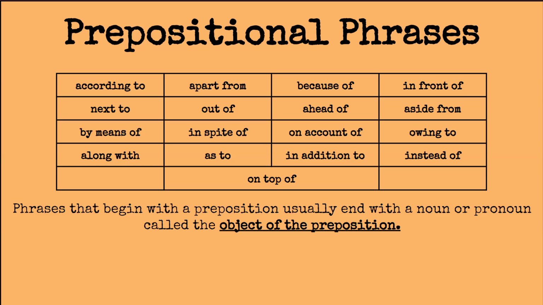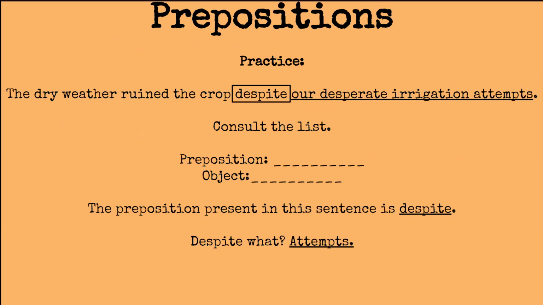So you can't really start a sentence with a preposition and then just trickle off. It needs to have more information there in order to make it grammatically correct. Let's look at an example.